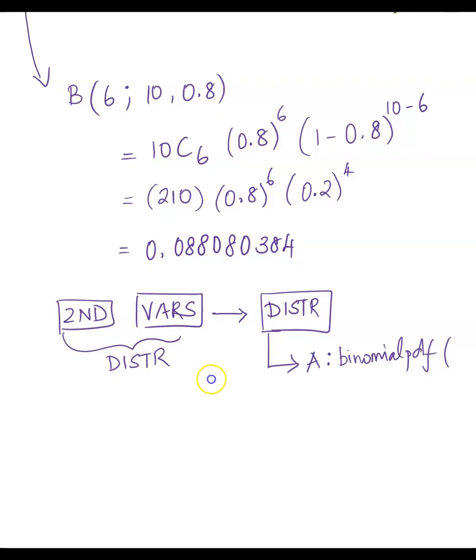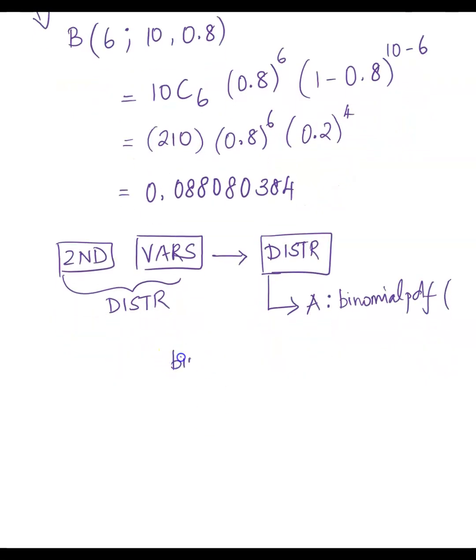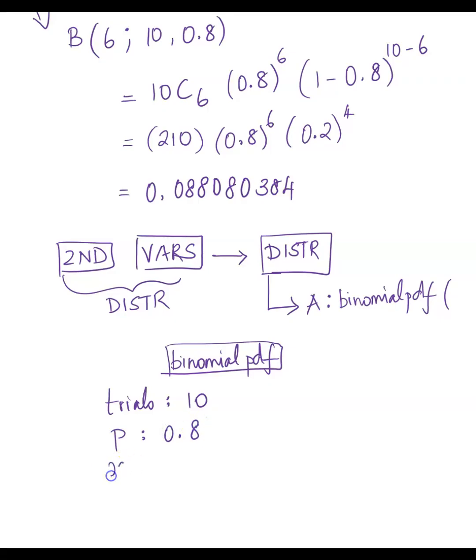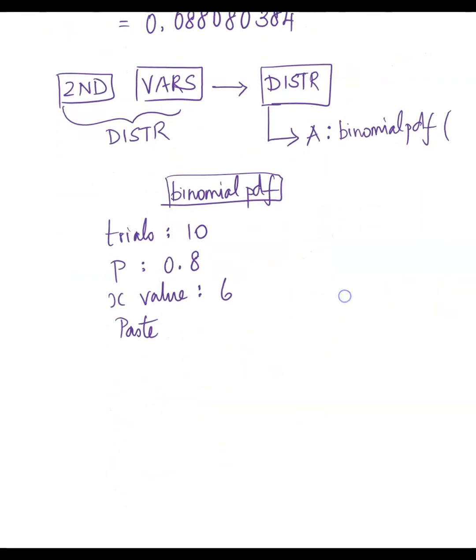And then you'll have this view which says binomial PDF. You want to check that, right? It looks like this. And then it says trials. So please enter 10 there. Then it says P, enter 0.8. And it says X value. And that's your X, which is 6. And then it says paste, right? So you just keep hitting enter each time to enter the values and then hit paste. And then it opens up in a new screen.